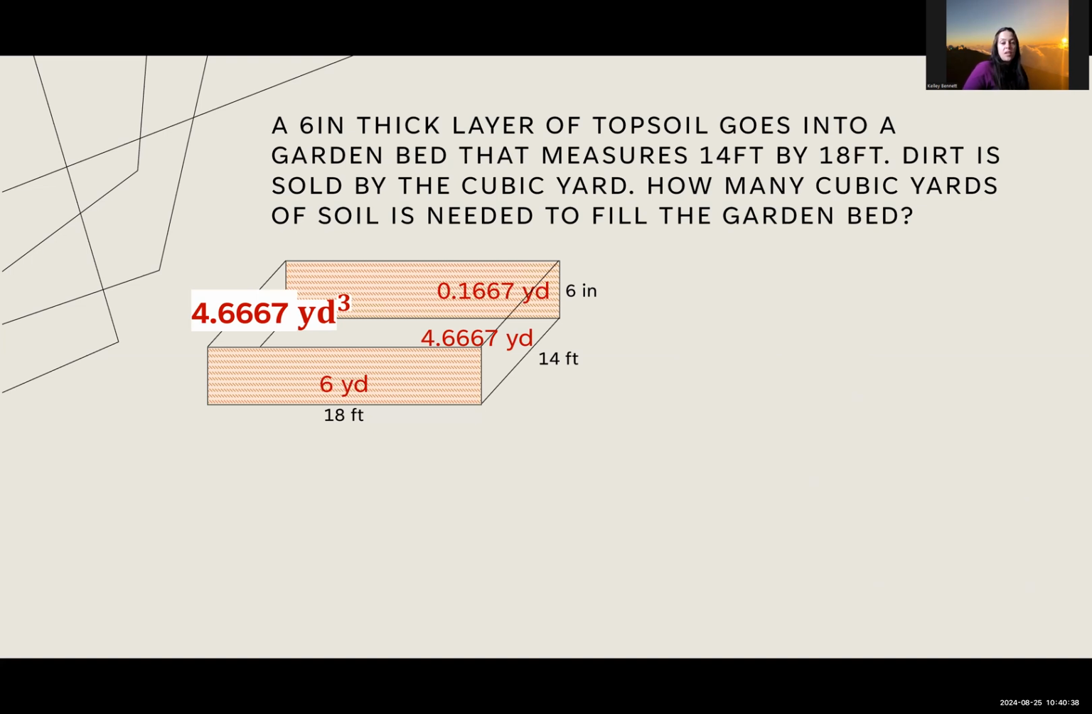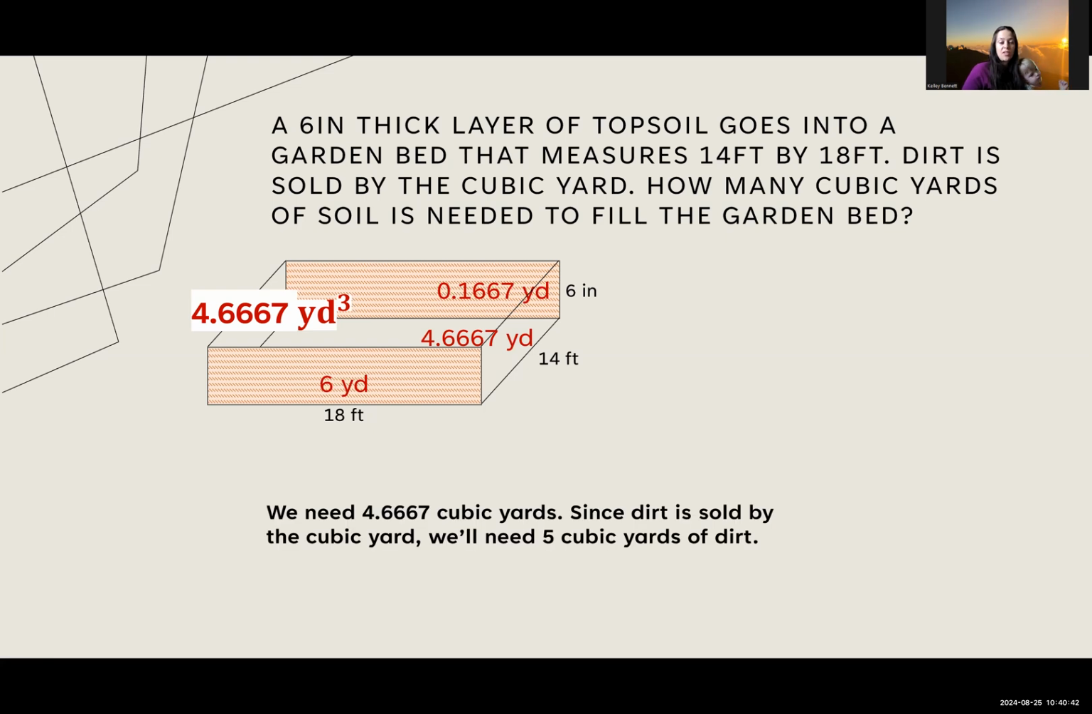I'm not computing cost this time, but they are asking me how many cubic yards I need. And as a person who has actually bought dirt by the cubic yard, I can assure you they will not sell 4.6667 yards, but they will sell you 5 cubic yards. So this is one of those applied rounding problems where we know we need a little bit more than 4, so we have to round up to the whole number of 5.